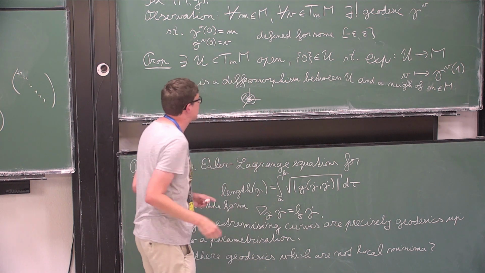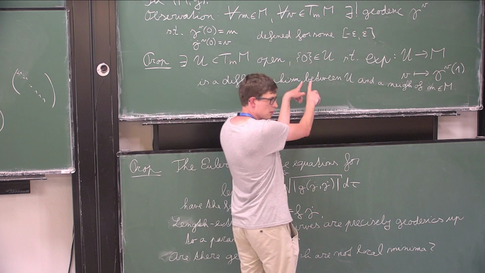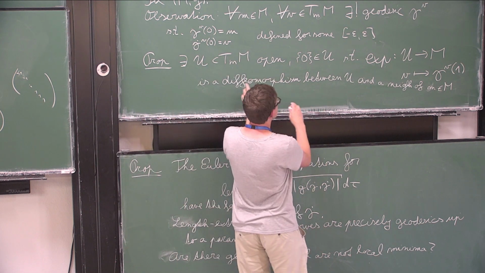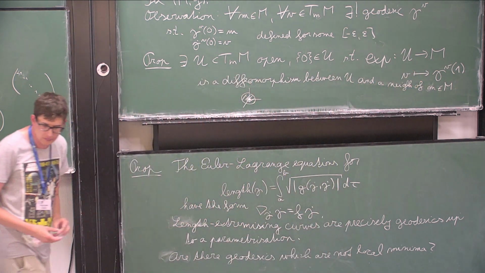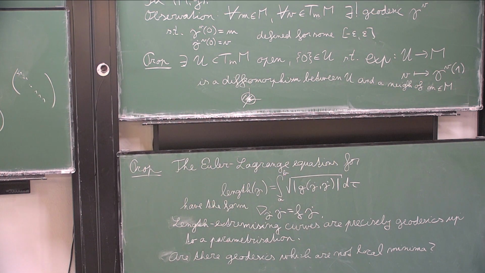So yeah, it's slightly more subtle, and I should probably have made this part of the proposition: that there exists a U such that this thing is well defined. Okay.